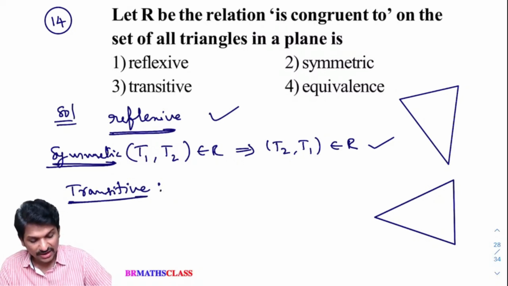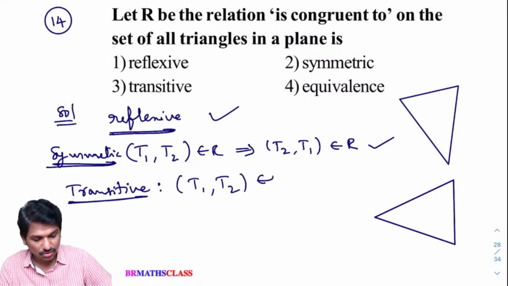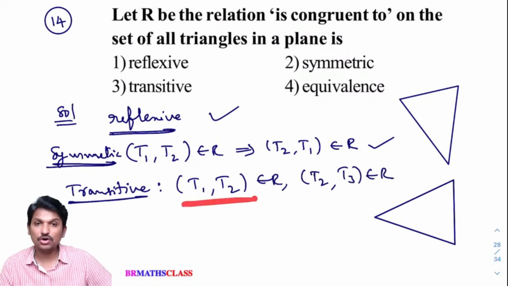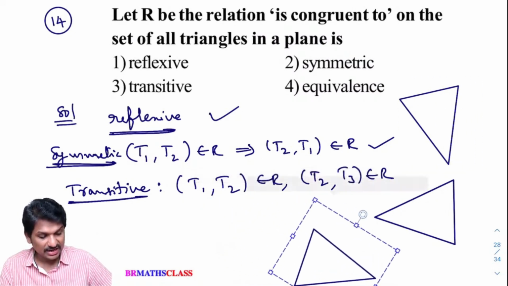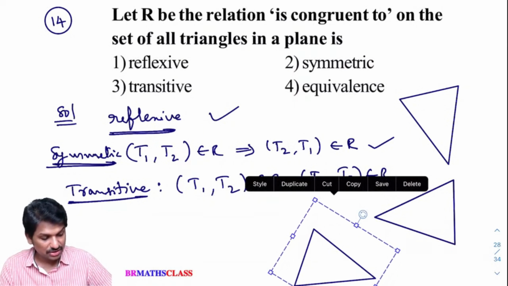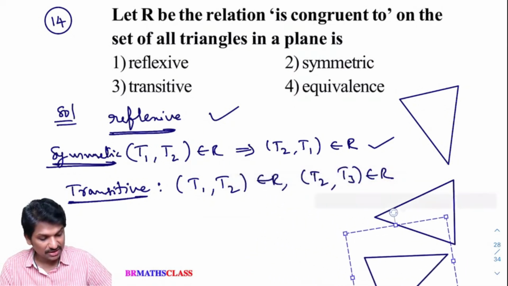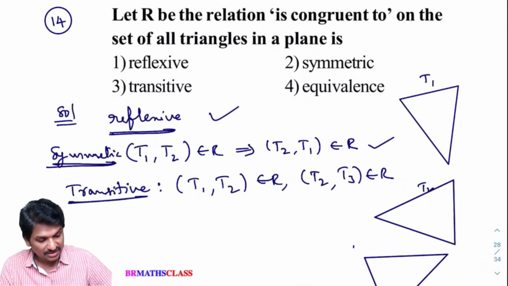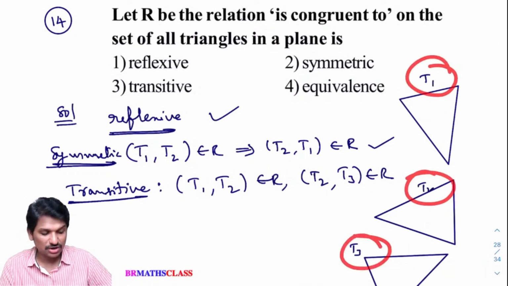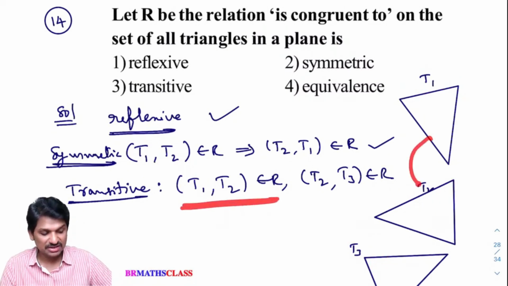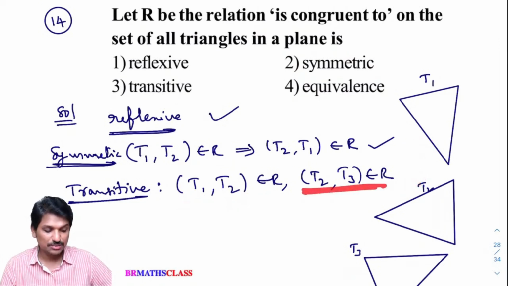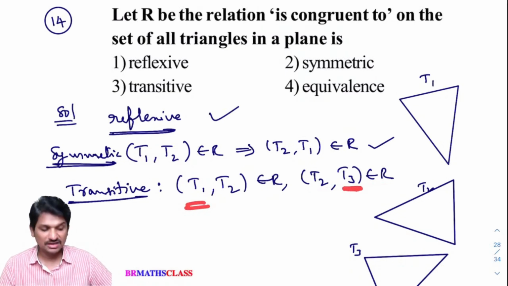What is a transitive relation? You take T1 comma T2 belongs to the relation, and you take T2 comma T3 belongs to the relation. That means T1 is congruent to T2, and T2 is congruent to T3. For example, look here. Three triangles are there. This is T1, this is T2, this is T3. Actually, all triangles are taken from one triangle only, so I can overlap one triangle on the other. T1 comma T2 belongs to R means these two are congruent to each other. T2 comma T3 belongs to R means these two are congruent to each other. Is T1 congruent to T3? Yes, it is very easy to say.